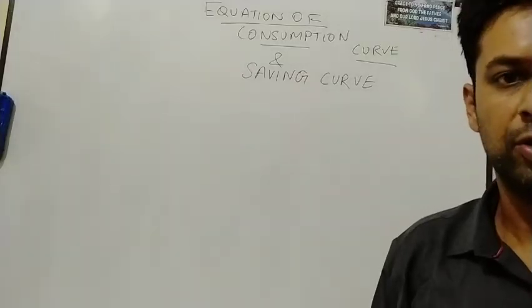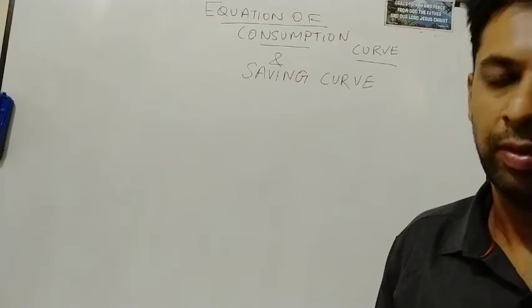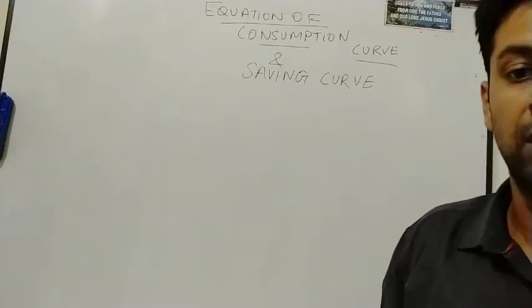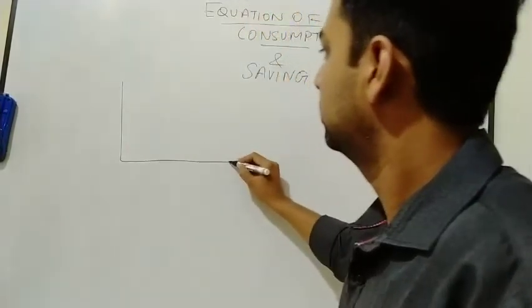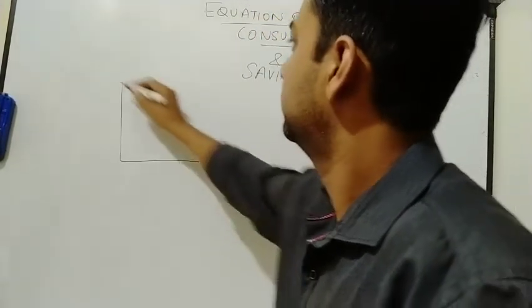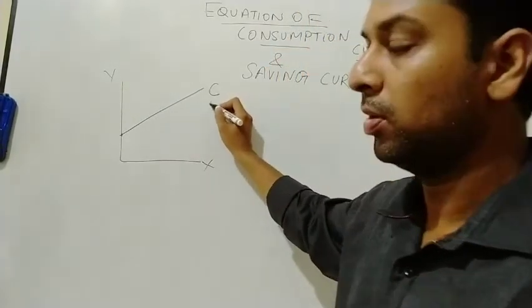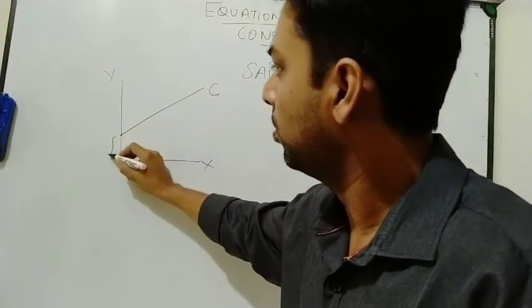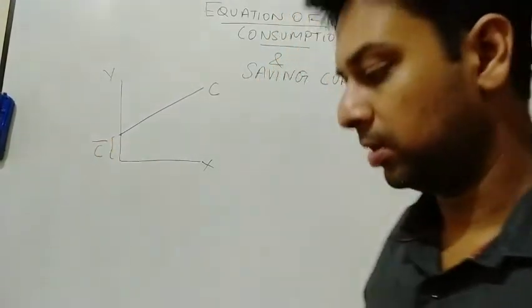Hello students, the next topic will be the equation of the consumption curve and the saving curve. Okay, so how will this curve equation be formed? As we know, the consumption curve will be like this. It will start from here. This is the consumption curve due to the presence of this autonomous consumption. I hope you remember this autonomous consumption.